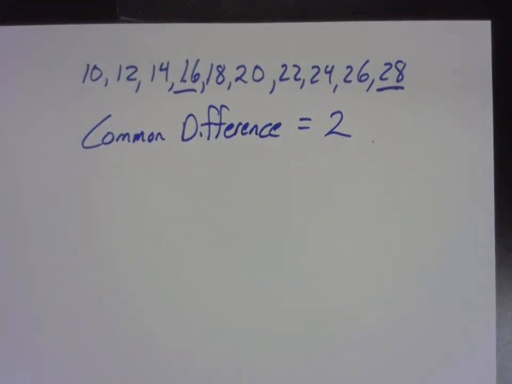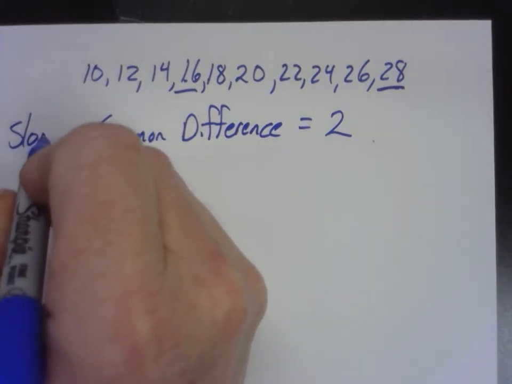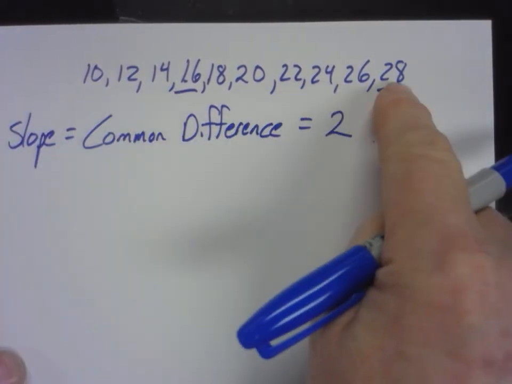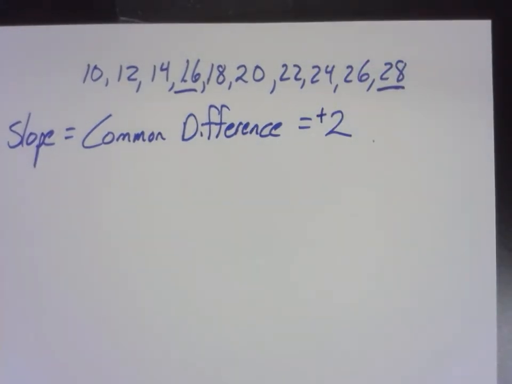If we are graphing, we don't call it the common difference. What do we call it? Slope. That's right. We call it the slope. But it doesn't make sense to call it the slope here, does it? Now I want you to notice it's plus 2 every time. Plus 2, plus 2, plus 2. This is what we call an arithmetic sequence.